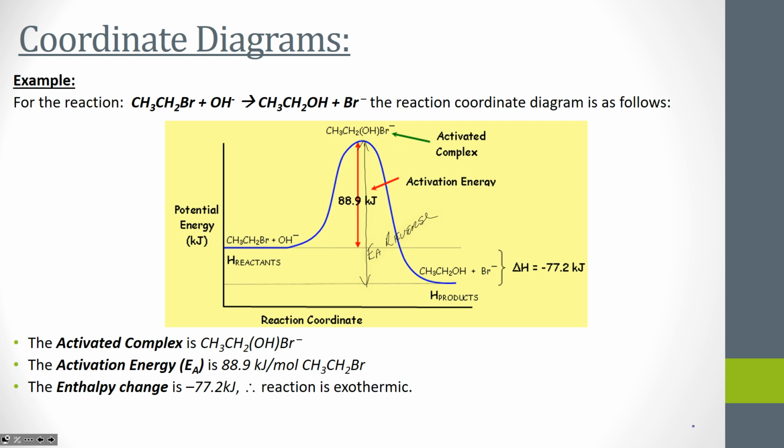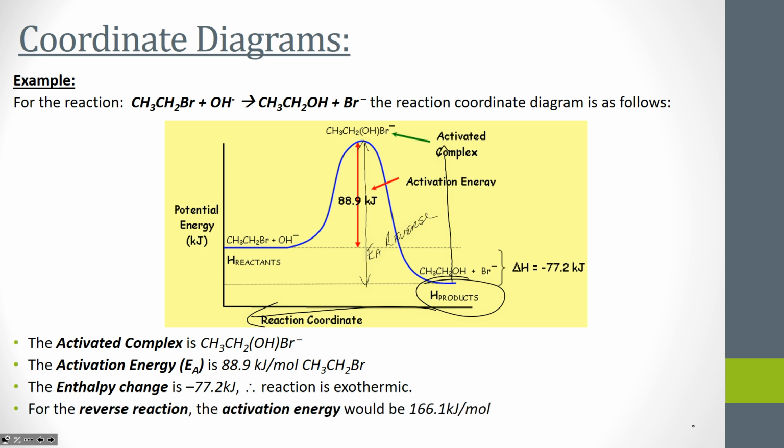Now, soon we're going to find out that reactions are reversible. So if I wanted to reverse this process, I would be starting on this side and I would be heading that way. That's the reverse reaction. So to get this reaction to reverse, in theory, I would just have to apply enough energy to get back up to that activated complex, which would be the sum of my two energies. It would be 166 kilojoules per mole.